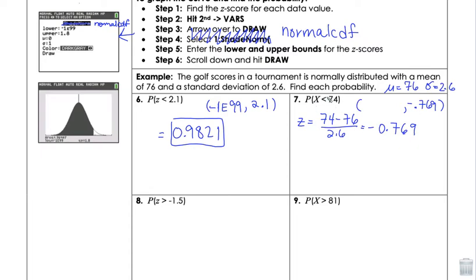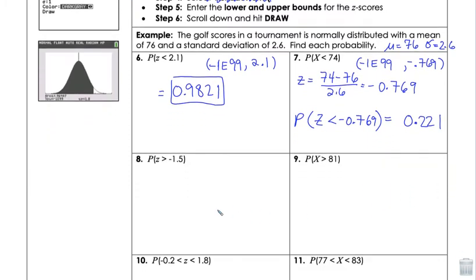Since it's finding less than, our lower bound is going to be the -1 e99 again. So really what we're finding, because we're standardizing this so we can use the normal CDF function, is the probability that z is less than negative 0.769. And that is 0.221.